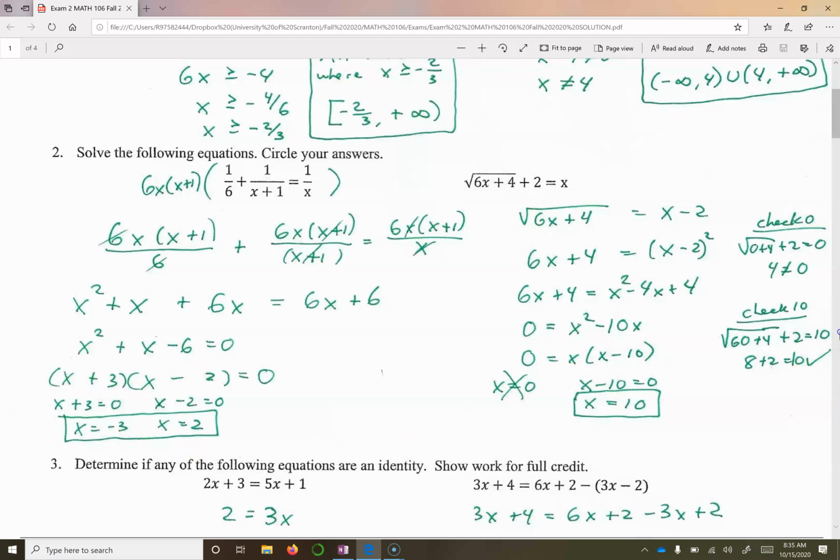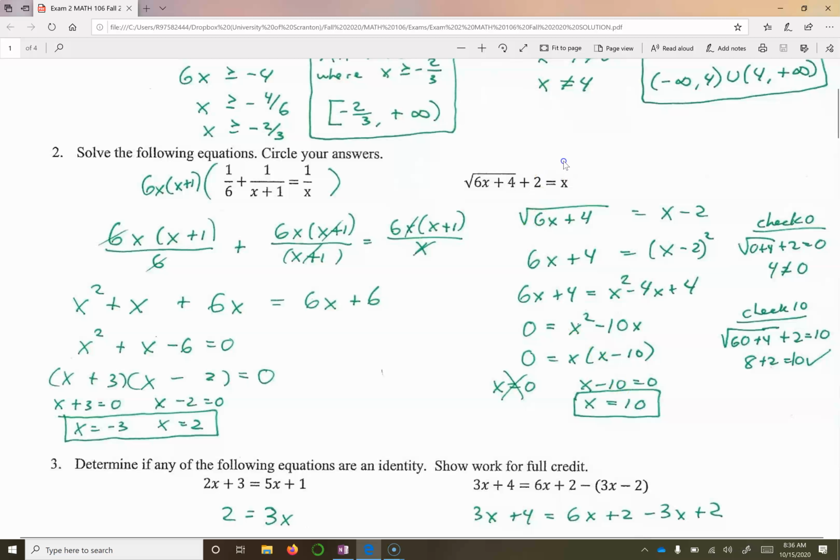I would say a lot of people did that first one correctly. This second one gave people a lot of trouble. What you do is isolate the square root term and then square both sides. When you do that, you end up with a simple quadratic that's easily factorable. You just take out an x, and you get 2 solutions, x equals 0 and x equals 10.